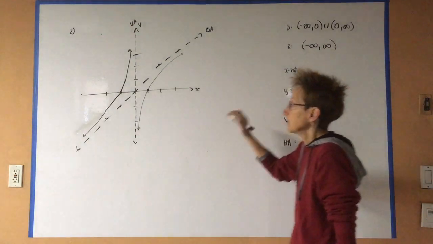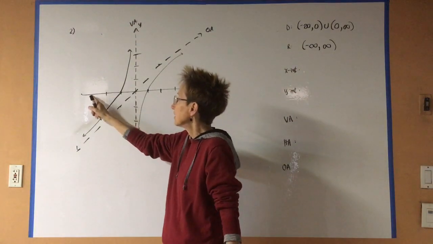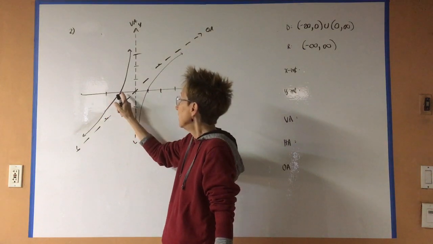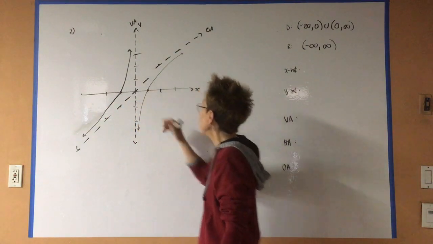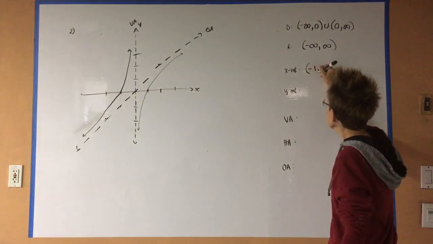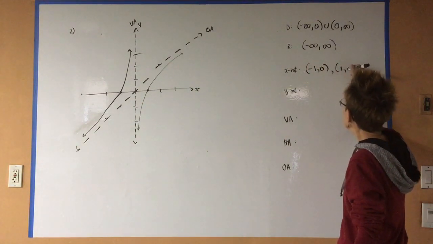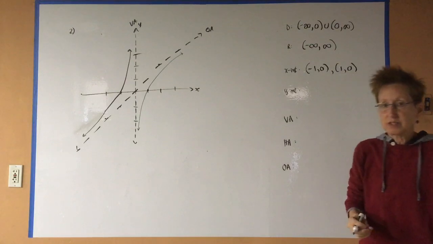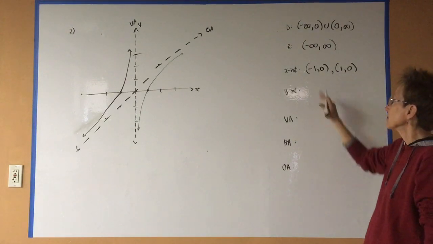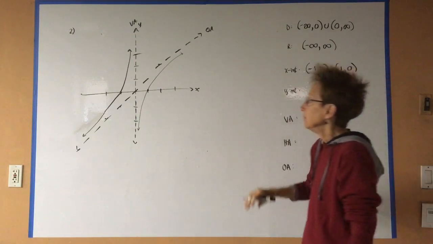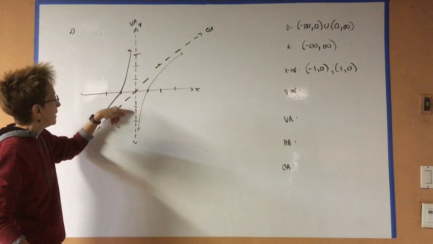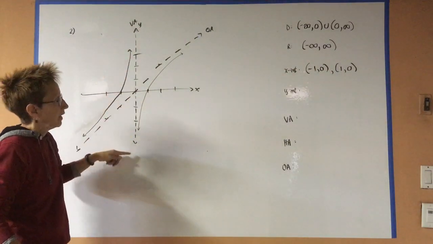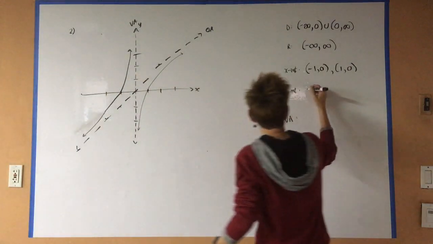In terms of x-intercepts, I look at the x-axis and look to see where the graph crosses. Looks like it crosses at negative 1, 0, and it crosses at 1, 0. So negative 1, 0, and then 1, 0. Those would be my x-intercepts. Do not just put down numbers, write them as ordered pairs. My y-intercepts, I don't see the graph hitting the y-axis at all, so there are none.